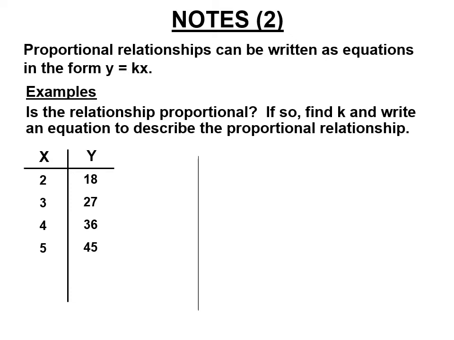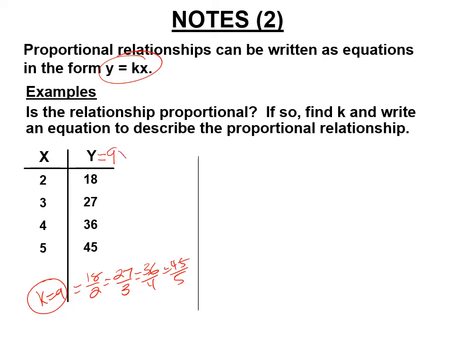So first of all, is the relationship here proportional? So that we have to check. So is 18 over 2 equal to 27 over 3 equal to 36 over 4 equal to 45 over 5? Yes, they are all equal. K equals 9. So to write an equation to make that table, you use this form, y equals k times x. So let's see. So what you would write is y equals 9 times x. And we're going to write it right there.